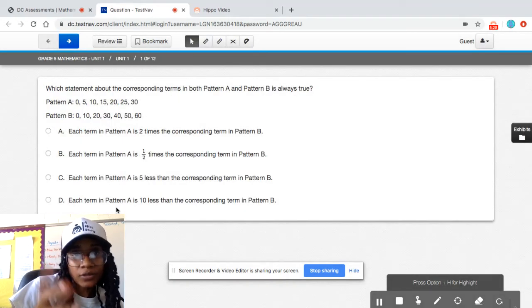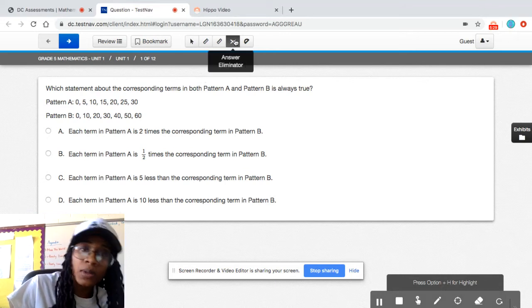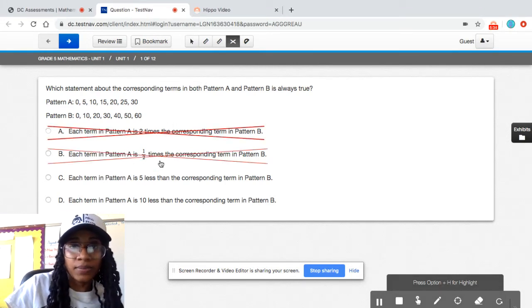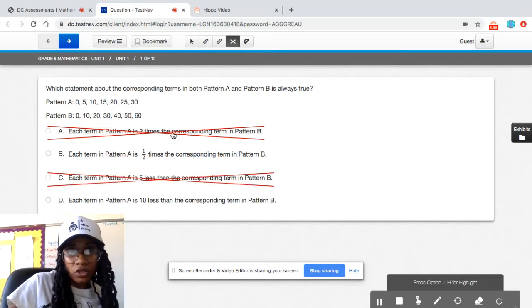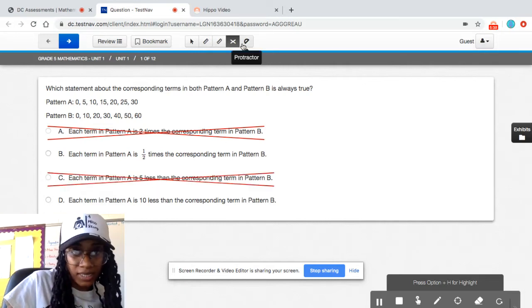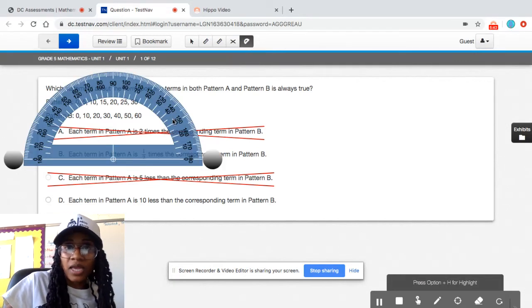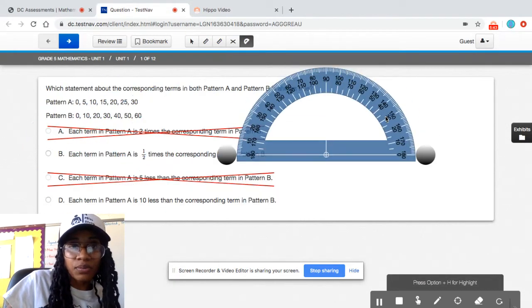Okay, so here we have a multiple choice. Again, same as in ELA, you have your answer eliminator. If you want to eliminate those that you know for sure do not make sense, then you may do that. Lastly, well, not lastly, but we have the protractor.